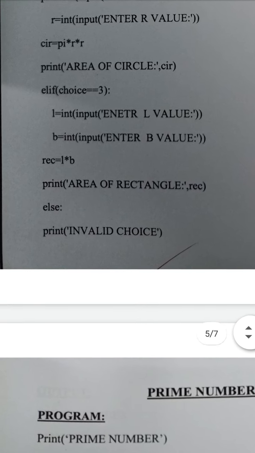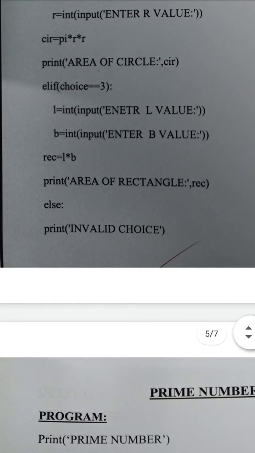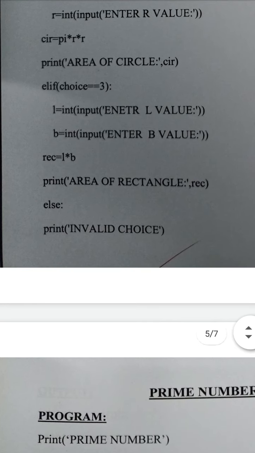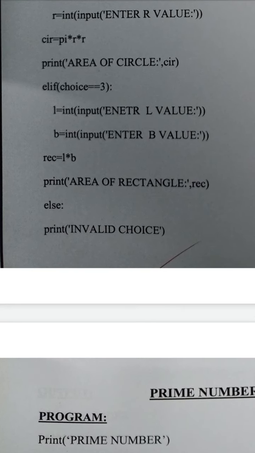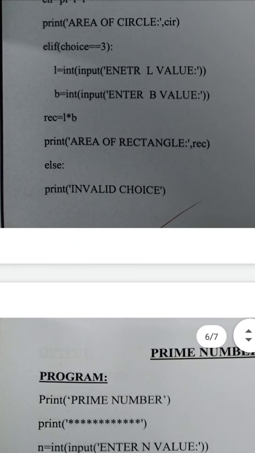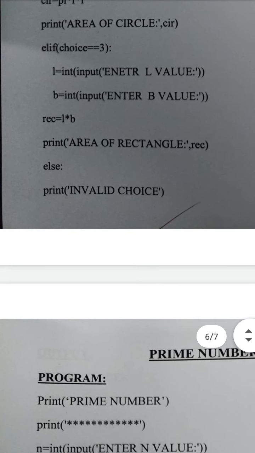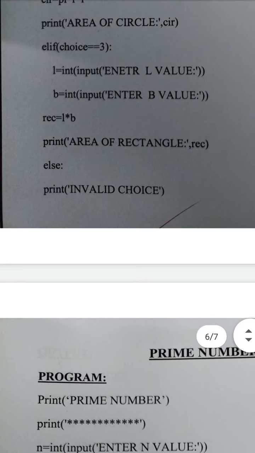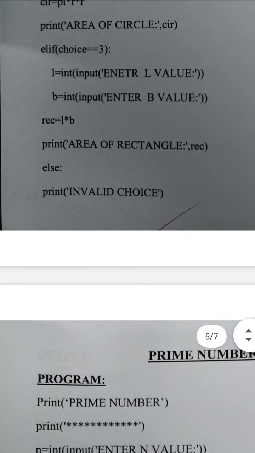Next, if it is not either of the two choices, it could be the area of the rectangle. So the third choice. For this we need 2 different values, l and b, length and breadth. So we are asking for the l value and breadth value, converting them into integers and storing them in the variables l and b. What is the formula for rectangle? Area of rectangle is l into b. So l into b is stored in the variable rec, and we print the area of rectangle, else it is an invalid choice.